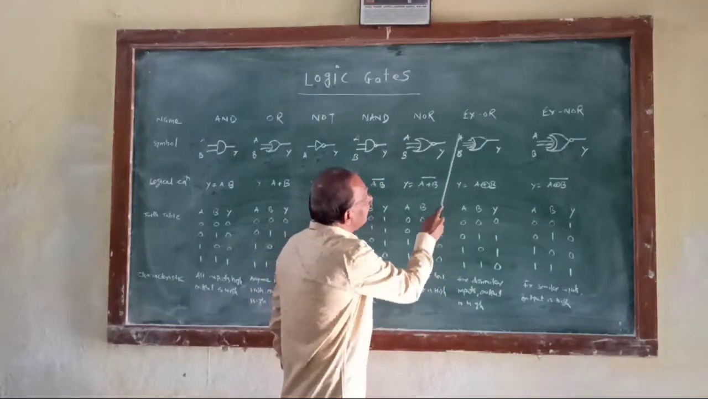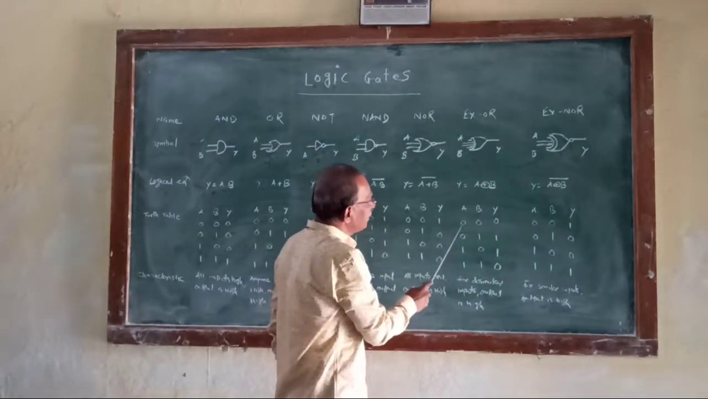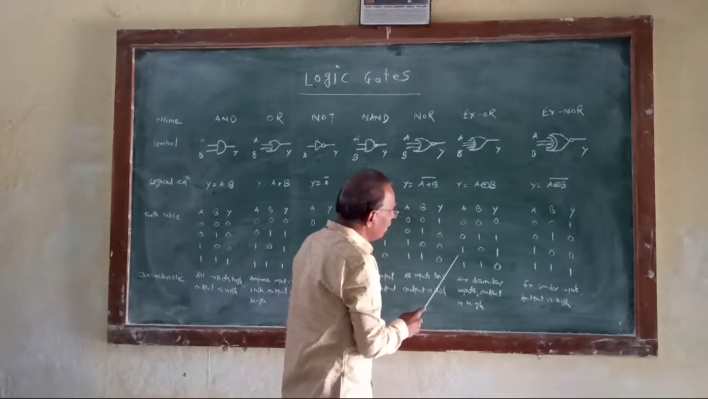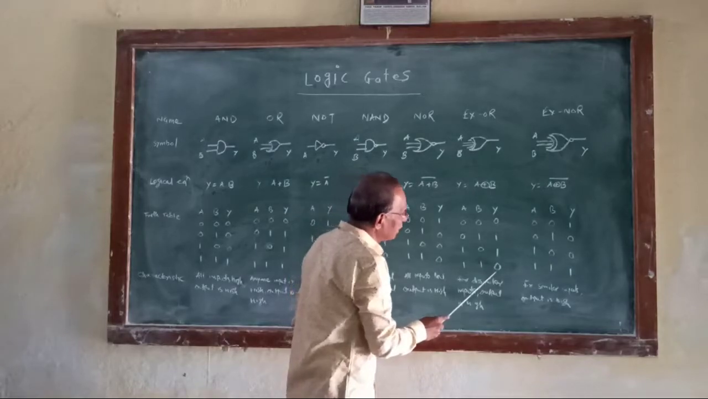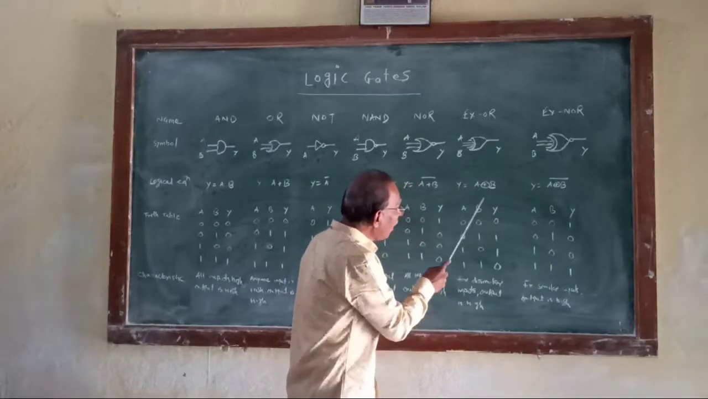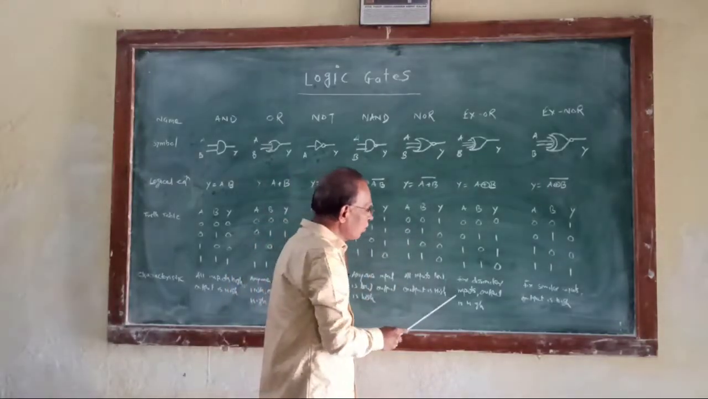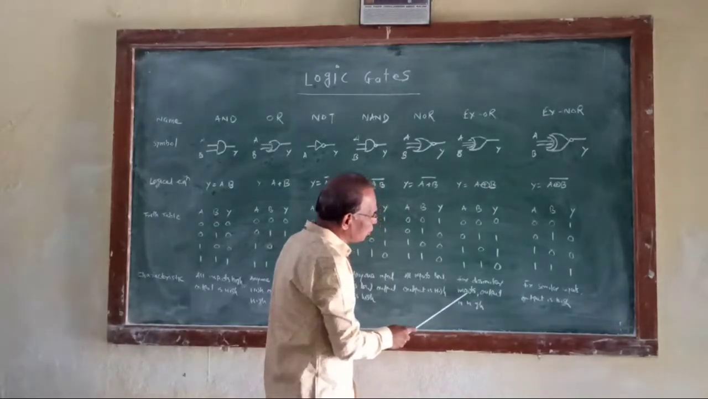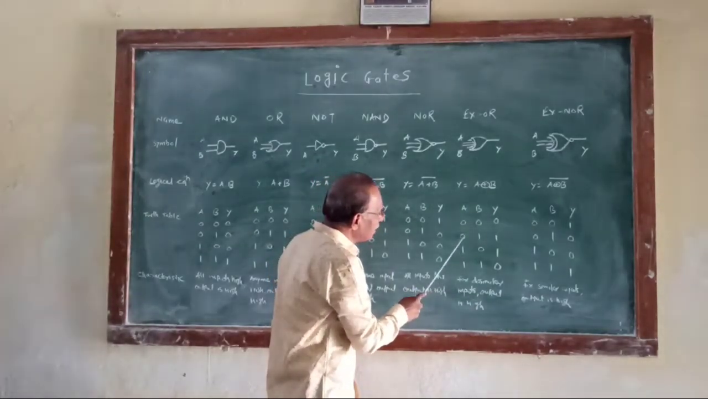And for this XOR gate, if you see the truth table, A is 0, B is 0, Y is 0. A is 0, B is 1, Y is 1. A is 1, B is 0, Y is 1. A is 1, B is 1, Y is equal to 0. From this truth table, you can get one important characteristic of this XOR gate, that for dissimilar inputs, the output is high.